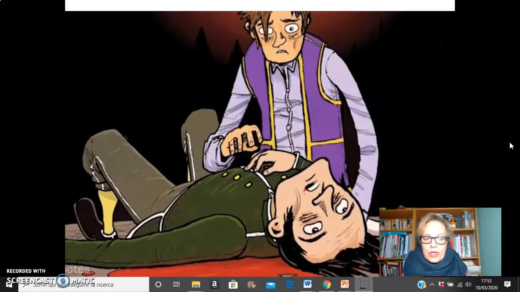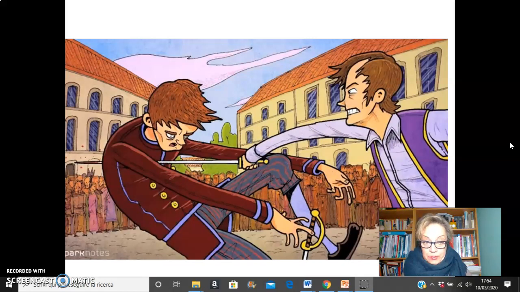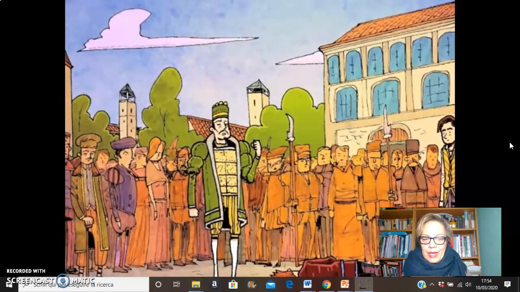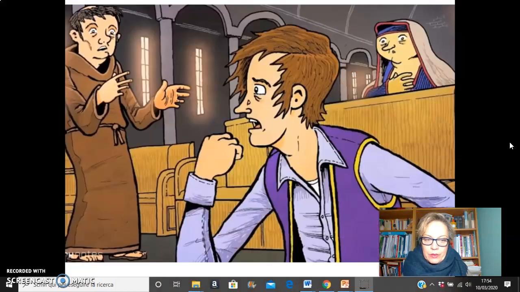Now Romeo is really angry and wants revenge. So he kills Tybalt at the end of the duel, and the Prince of Verona banishes Romeo, and Romeo is sent away. Romeo must go away because he is an outlaw now, and he flees from Verona to Mantua.